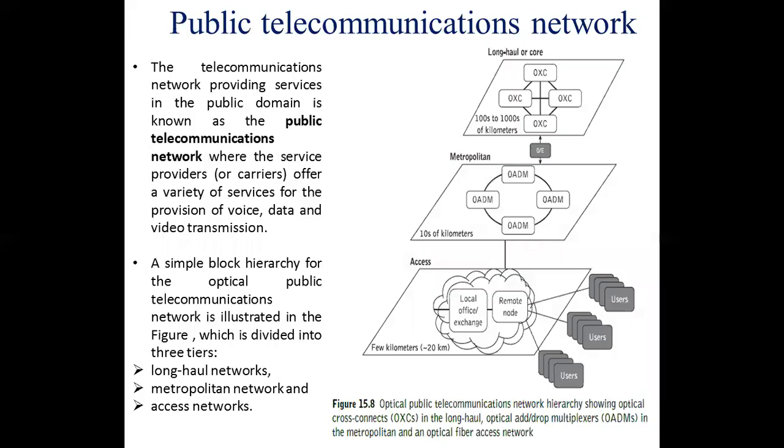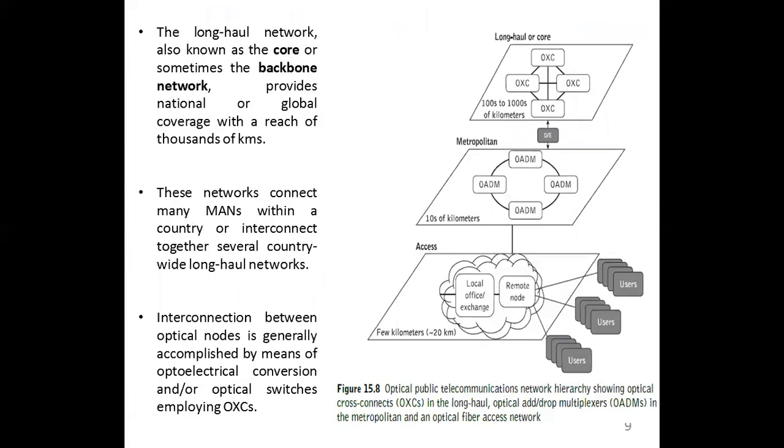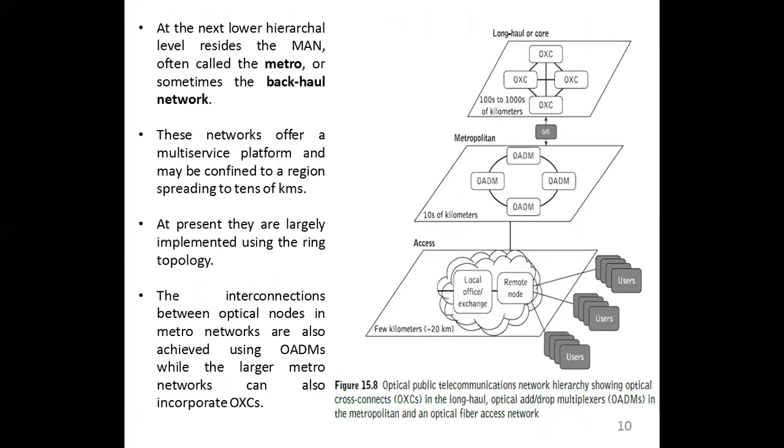Then we had looked at the public telecommunications network, or PSTN, which is very popularly known. It is of 3 types: the long haul networks, the metropolitan network, and the access network. The core or backbone network is the one which connects users globally. The metro or backhaul network, the metropolitan area network, is the one that will connect the users within a country, if you want to imagine it that way.